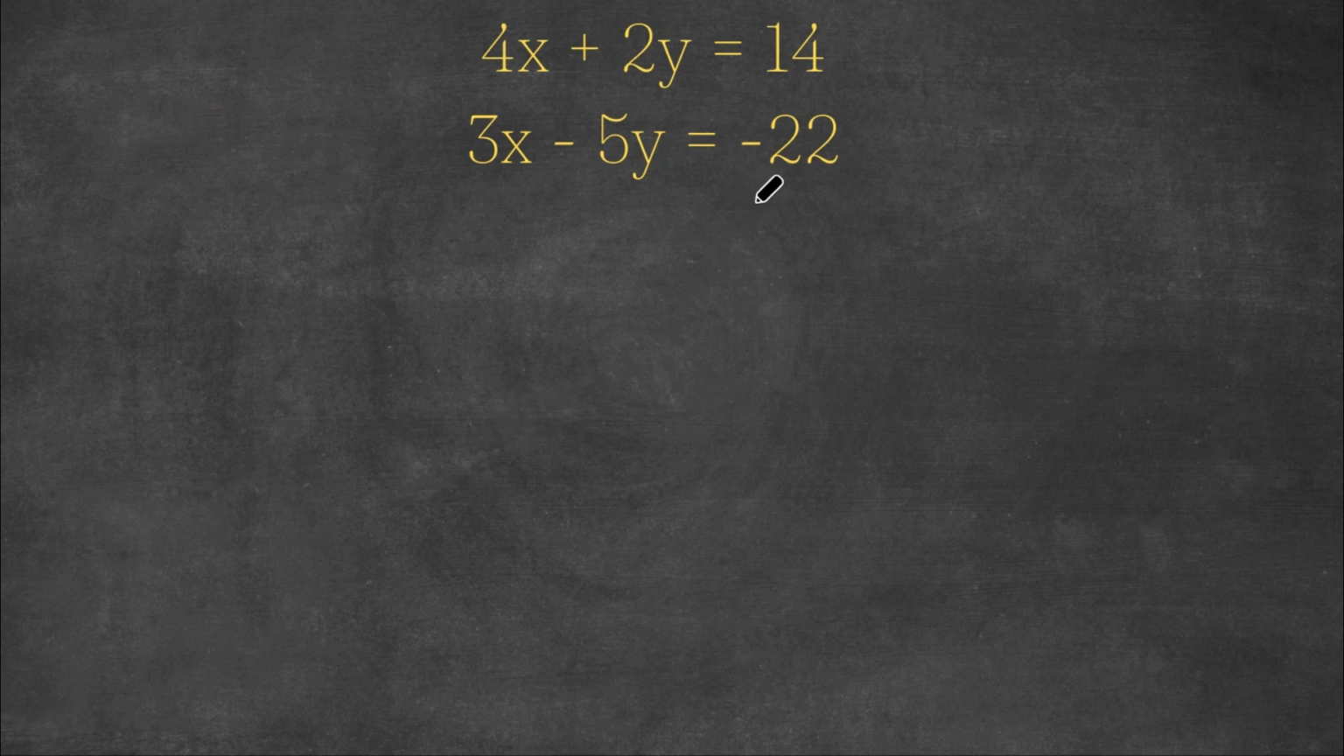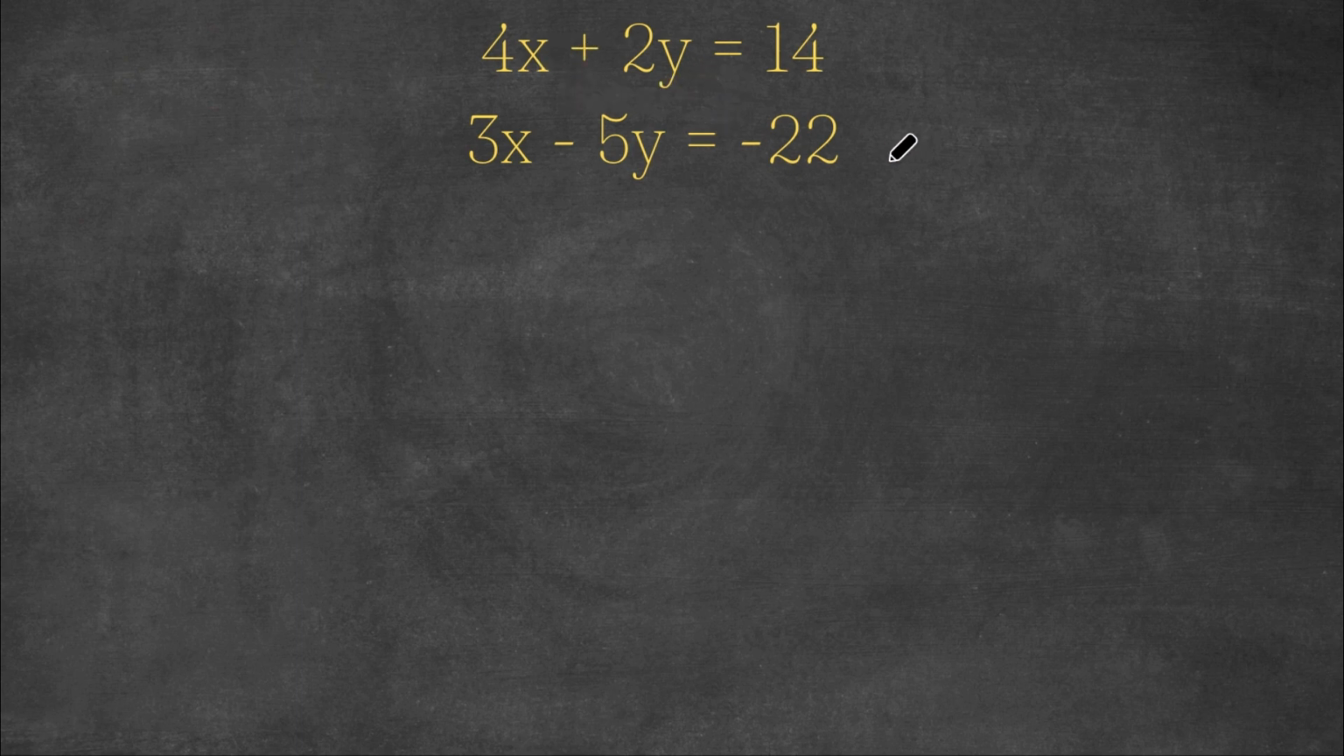In today's video, I'm going to be teaching you guys how to solve a system of equations using substitution. So as you can see, we have our two equations here, 4x plus 2y equals 14 and 3x minus 5y equals negative 22. And to use the substitution method, what we do is we pick one of these equations. It could be either the top one or the bottom one, doesn't matter. And we find the value of one of these two variables.